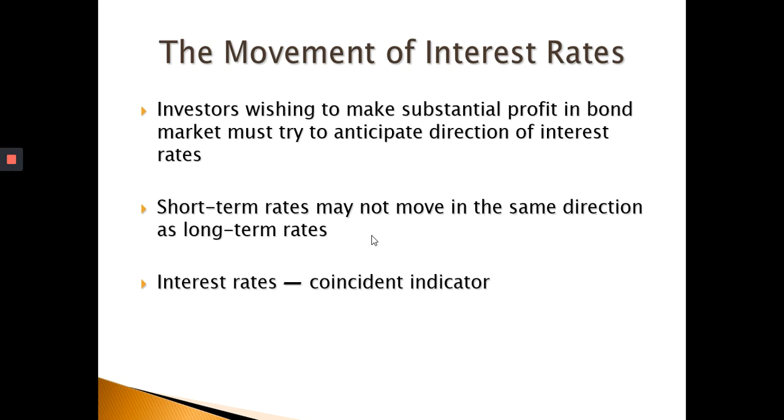That's why you have actuaries in the insurance companies to make this kind of prediction, because the changes in interest rate are very hard to predict, right? If you are able to predict, then of course you can make substantial profit. Even the short term moves differently from the long term, so sometimes it is just a coincident indicator.